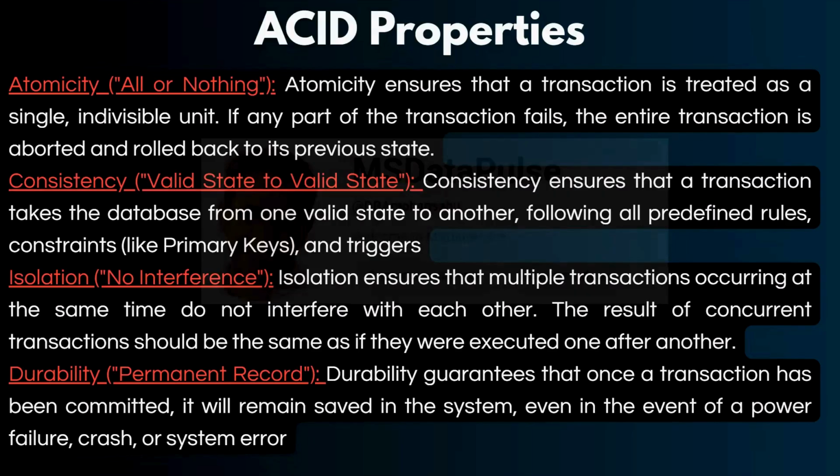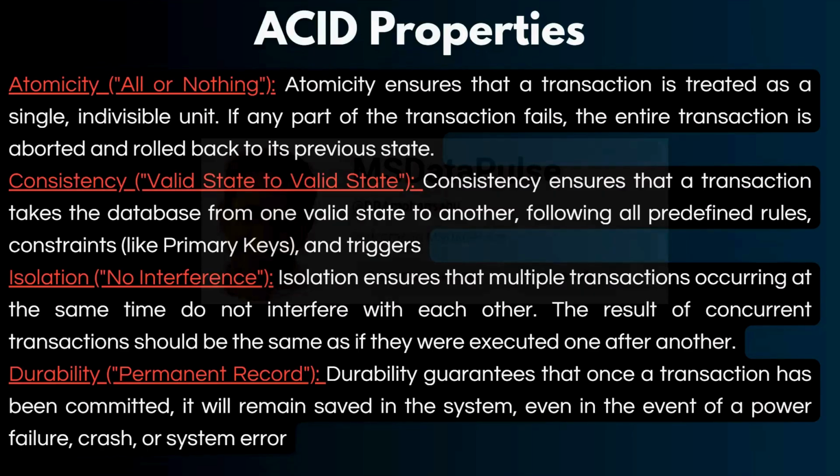It should not get stuck in between. Then we have consistency, that is, a valid state to a valid state. So consistency ensures that a transaction takes the database from one valid state to another valid state, following all the predefined rules. Constraints like primary key, check constraint, and triggers.